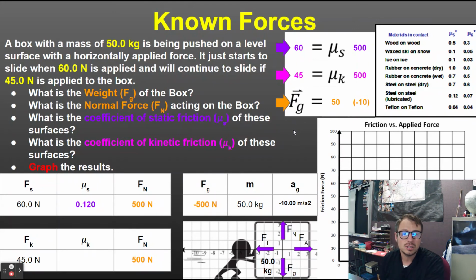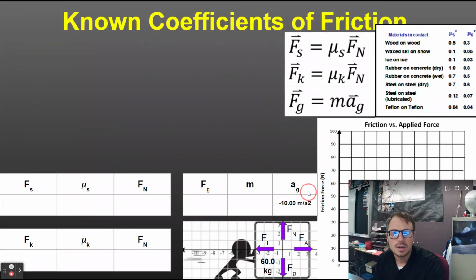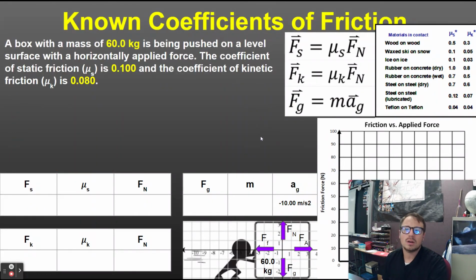So I know it's going to continue to slide if 45 newtons is applied, and it has the same normal force. I plug everything in, and I get the coefficient of kinetic friction is 0.090. Now, this is the graph that you have. Notice that the static friction is going to match the applied force until you overcome that point, that maximum amount, that 60 newtons.